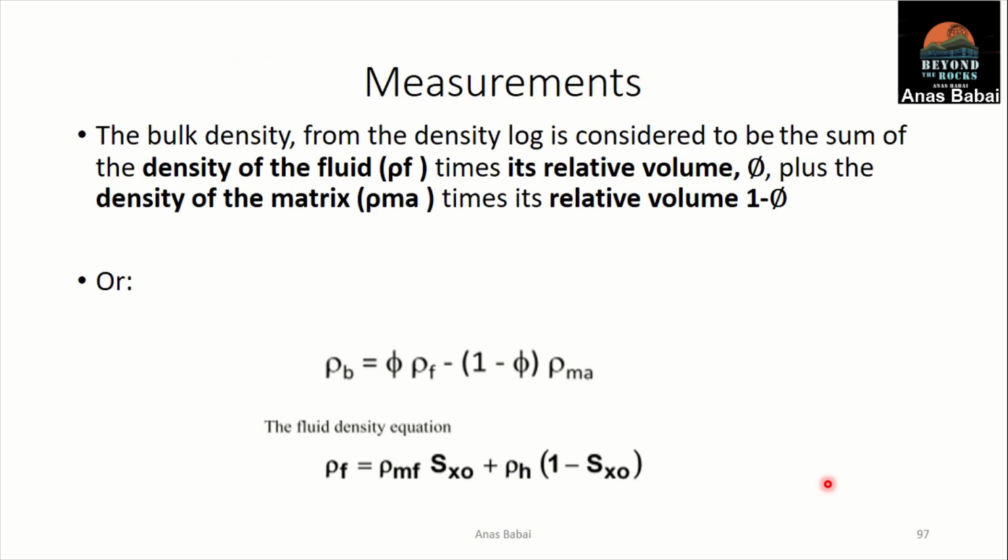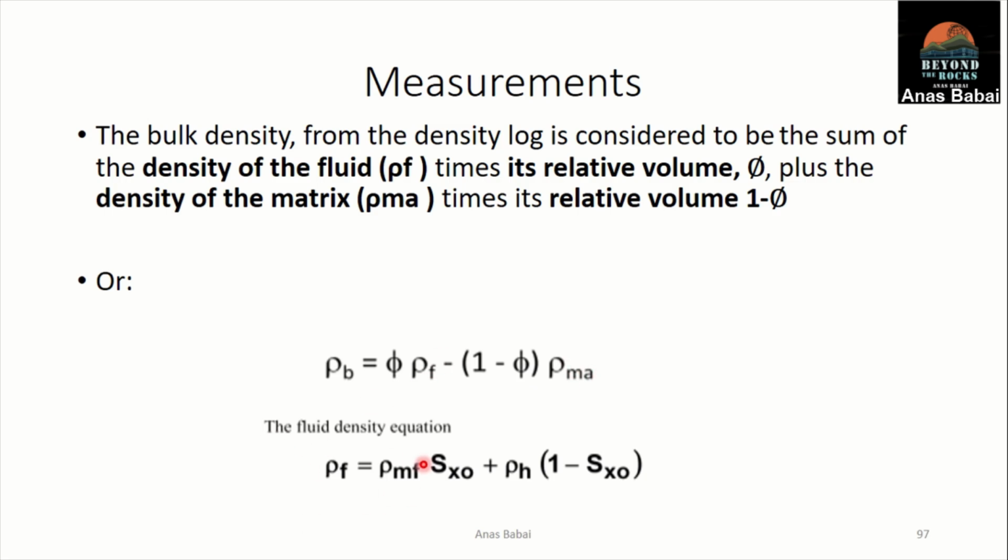Now let us see how the bulk density is calculated. So we know that below the surface we have either matrix or fluid. The density is equal to the density of the fluid, which is rho fluid, times the relative volume. And because the fluid will occupy only the pore spaces, the relative volume for the fluid is actually the porosity, plus the density of the matrix times its relative volume. If we have a unit or 1 and we subtract the pore spaces, whatever remains is the matrix volume. This gives us the matrix volume multiplied by the density of the matrix.